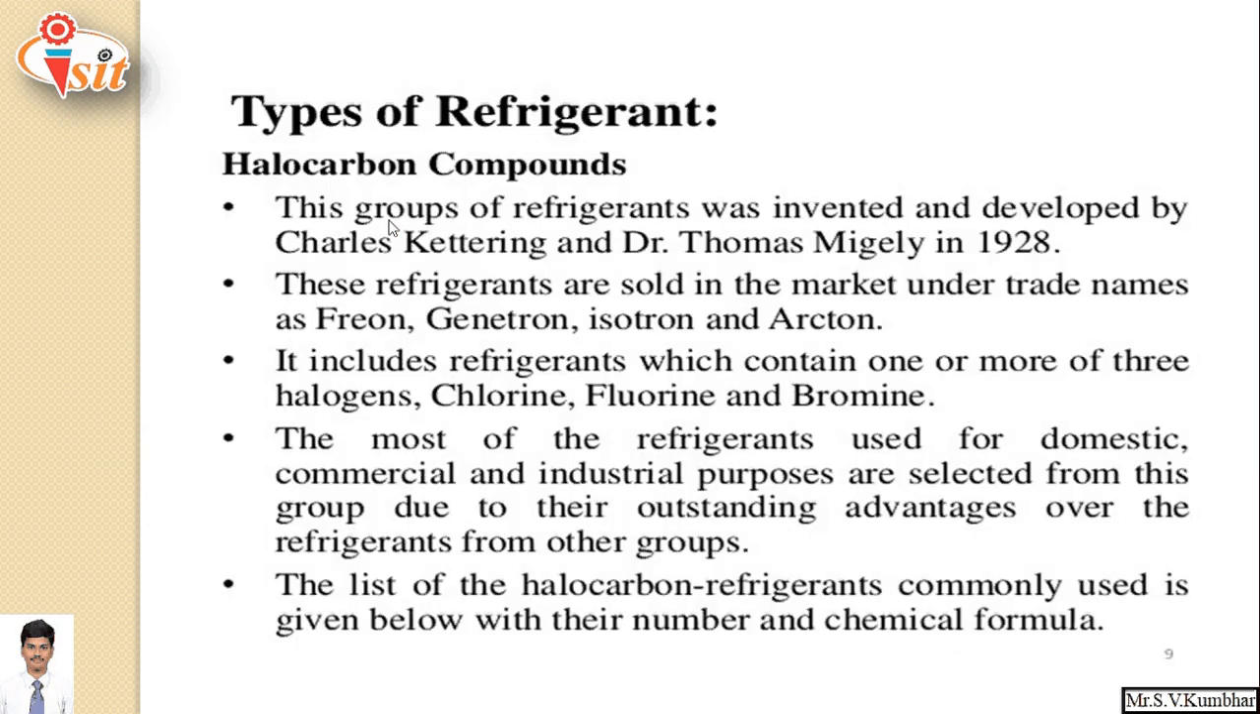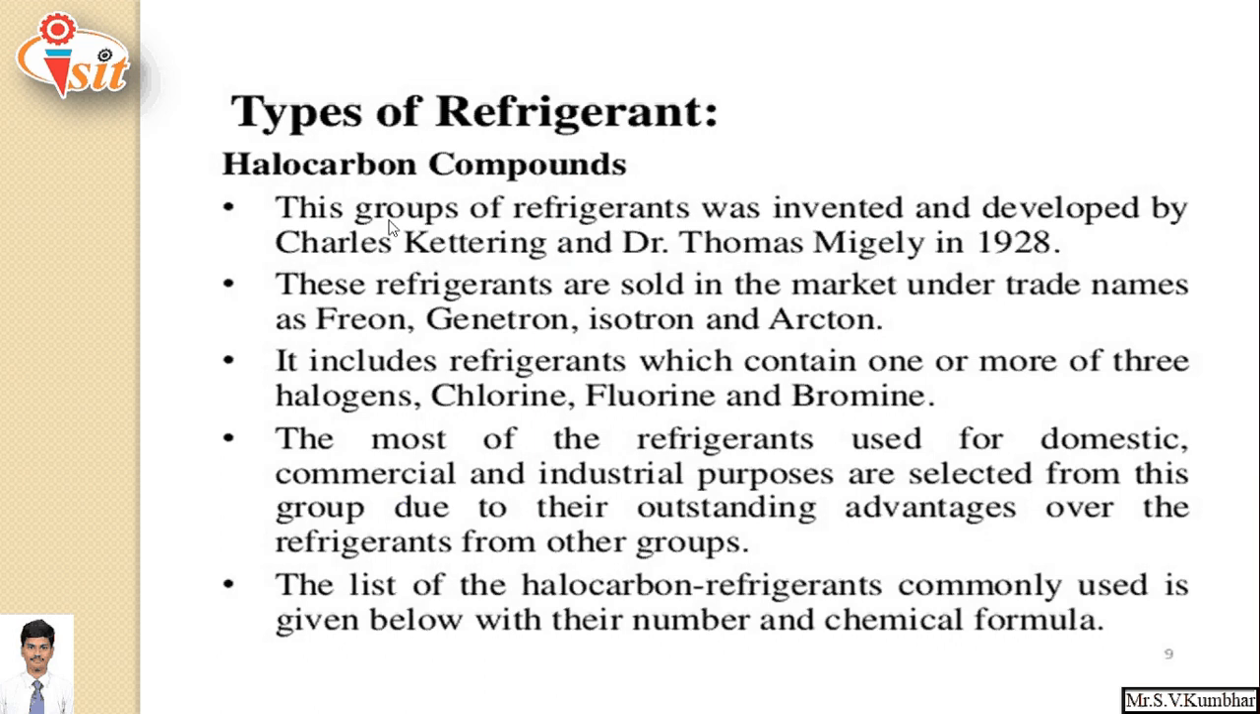Halocarbon compounds. This group of refrigerant was invented and developed by Charles Kettering and Dr. Thomas Midgley in 1928. These refrigerants are sold in the market under the trade names Freon, Genetron, Isotron, and Arcton. It includes refrigerants which contain one or more of three halogens: chlorine, fluorine, and bromine. Most of the refrigerants used for domestic, commercial, and industrial purposes are selected from this group due to their outstanding advantages over refrigerants from other groups.